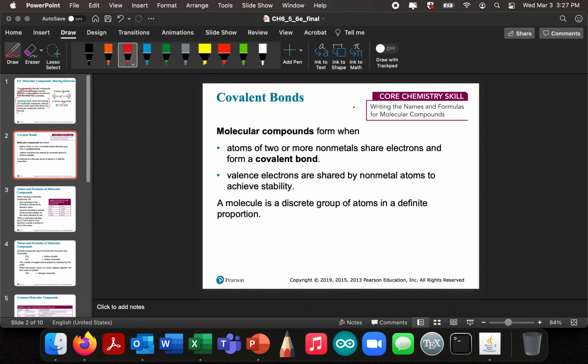So, as a brief review, molecular compounds form when atoms of two or more nonmetals share electrons, making covalent bonds, right? So if you've got a bunch of nonmetals, you're going to have covalent bonds. Valence electrons are shared by nonmetals to achieve stability, which we've described in previous conversations. And it turns out a molecule is a discrete group of atoms in a definite proportion. That is, a molecule is maybe, in the case of carbon dioxide, two oxygen atoms and one carbon, and they stick together as they do their business.